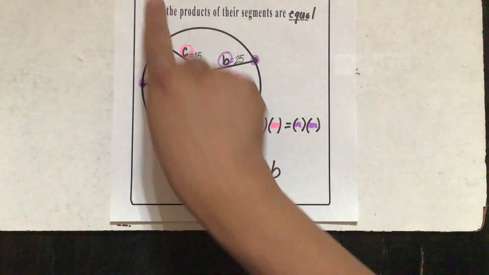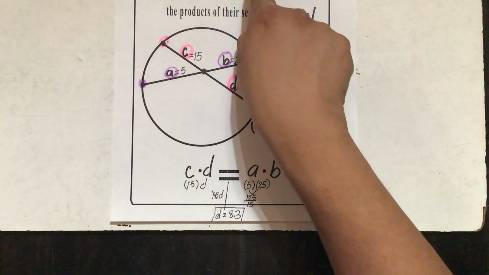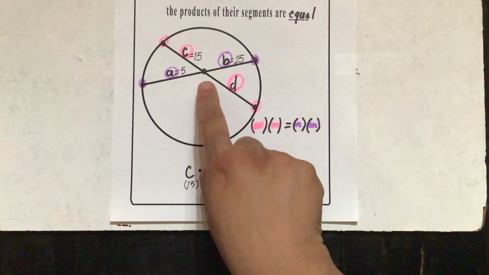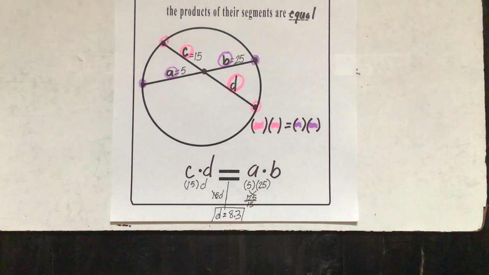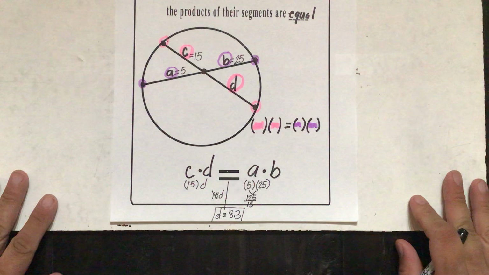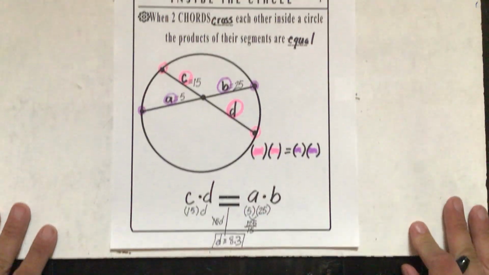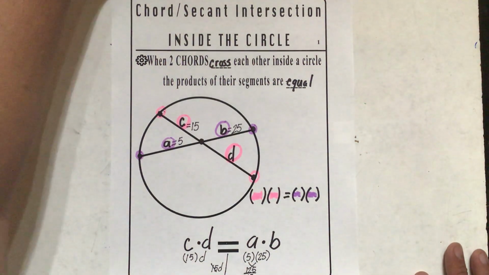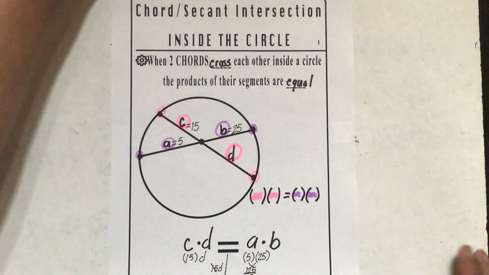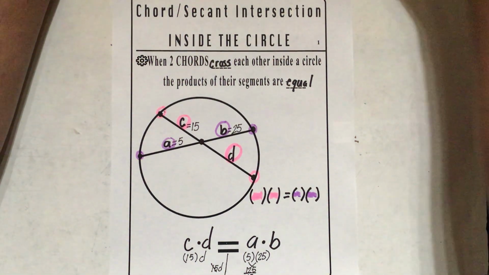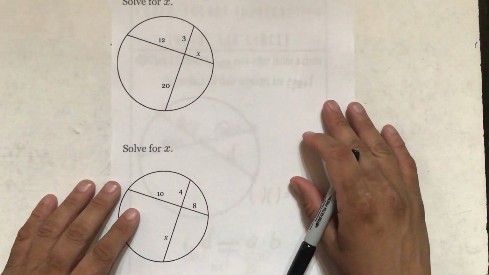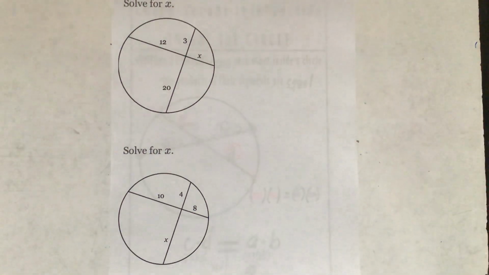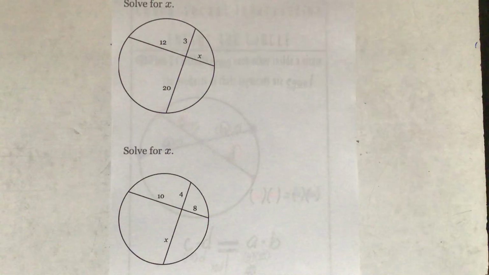for chords intersecting inside the circle. They cross inside the circle. So let's see a couple of examples of what you're going to see on Delta Math. So here. It's going to say solve for x, right?